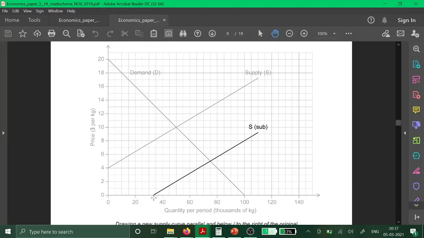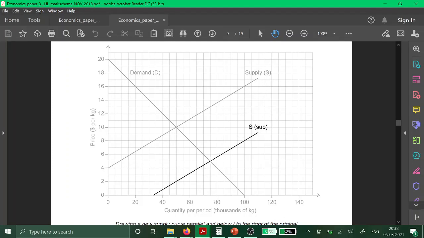Yes, ma'am. So this is exactly the difference between the subsidy supply curve and the supply curve. At any point, it will be exactly $8, and this distance will always be parallel. They will be parallel to each other. Okay, so out of this we have the question to solve.